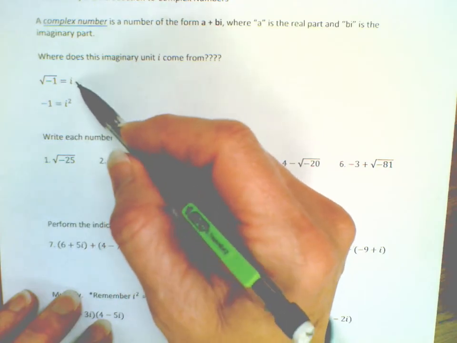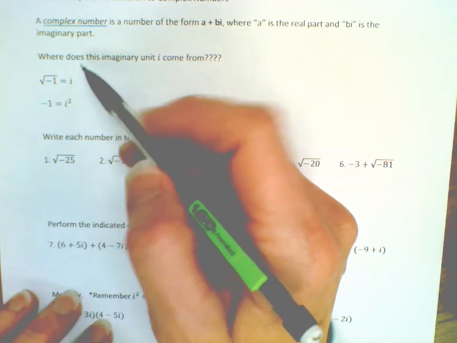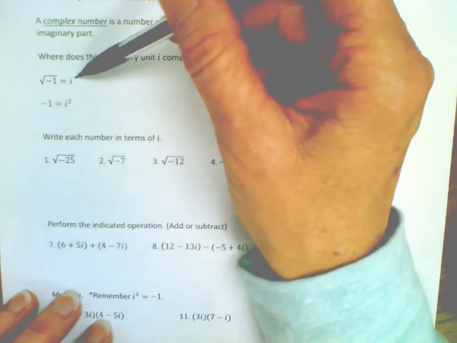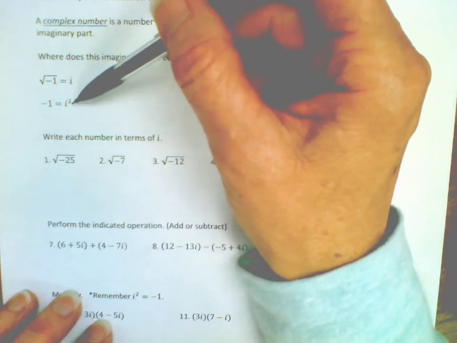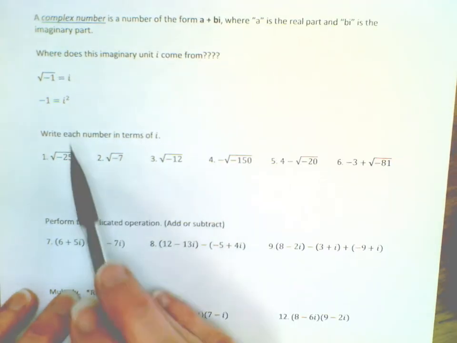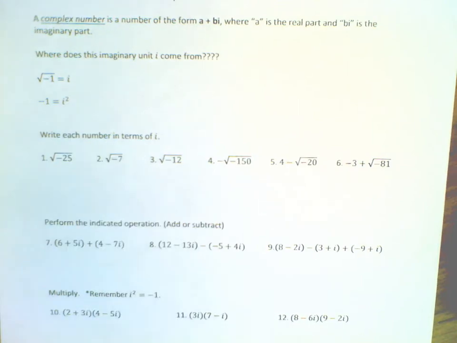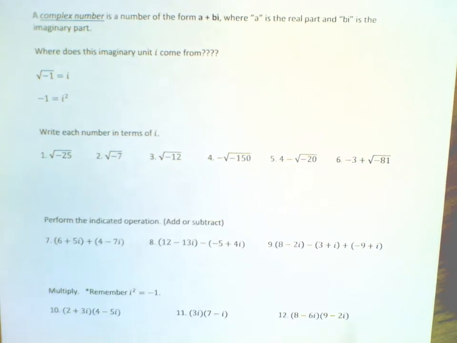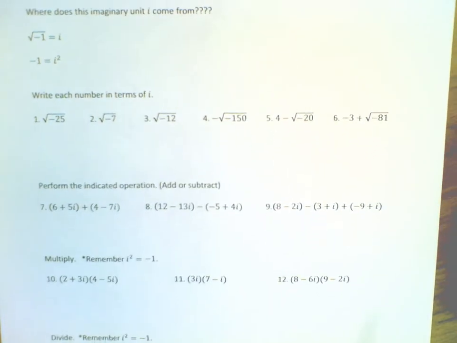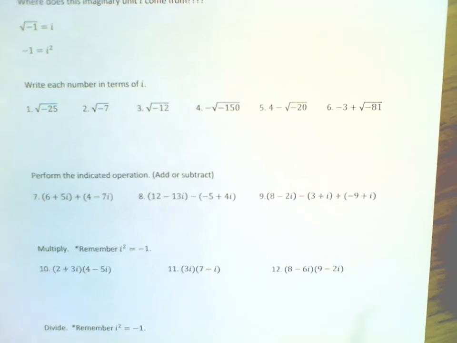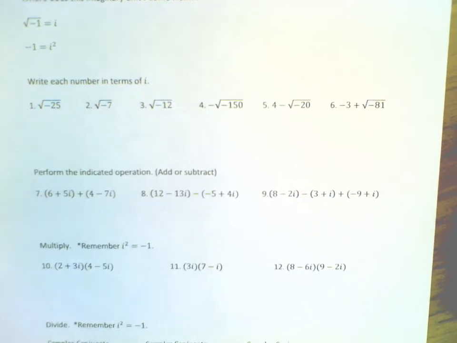So I've got two new pieces of information right here. The square root of -1 is i, and -1 is equal to i squared. And that's important a little later on when we start simplifying with complex numbers. So keep that in mind. That's our imaginary unit. So what we're going to do is simplify these radicals and leave our answer in terms of i.